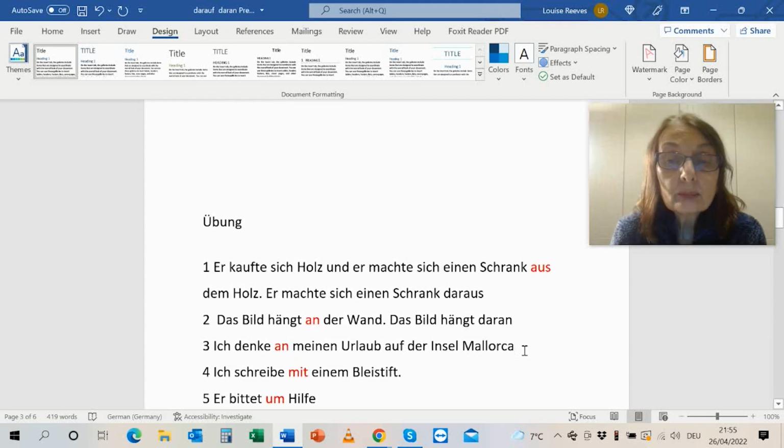Ich denke an meinen Urlaub auf der Insel Mallorca. So it's denken an. Again, some of these verbs are always followed by a particular preposition.